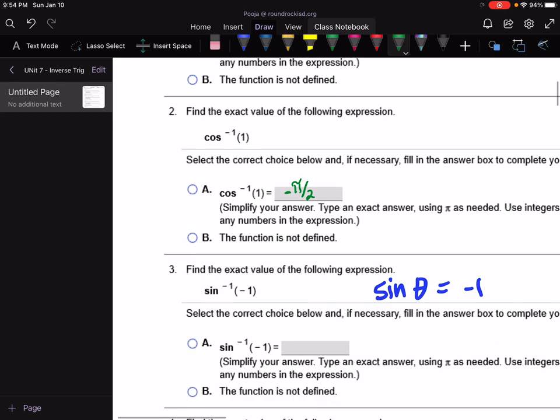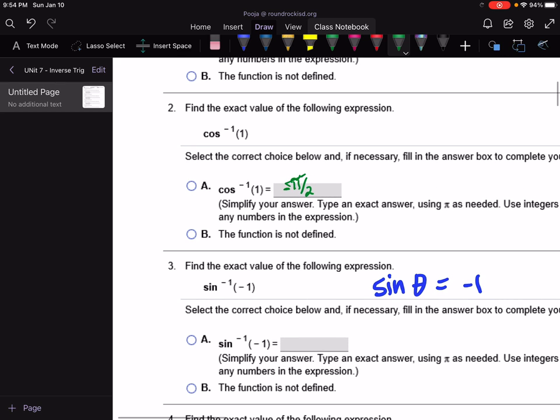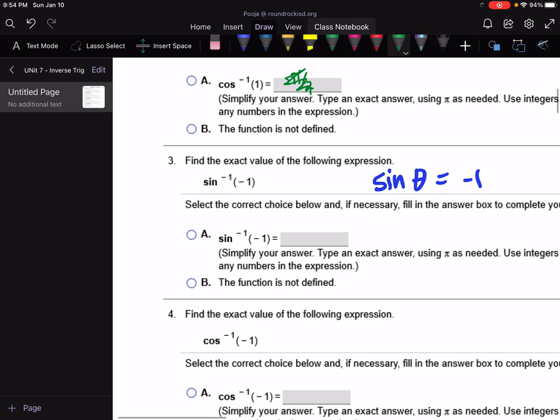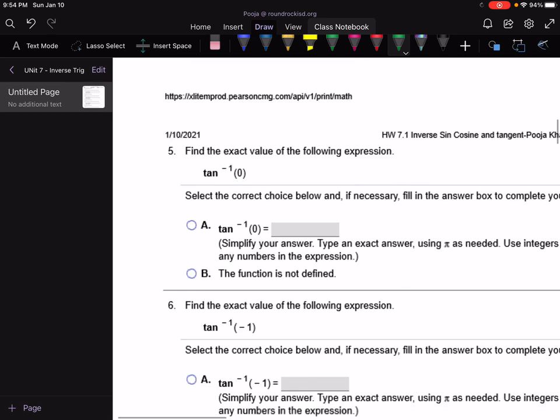And that should work. Oh no, I put it in the wrong place. I think it's this one. Negative pi over 2. All right.